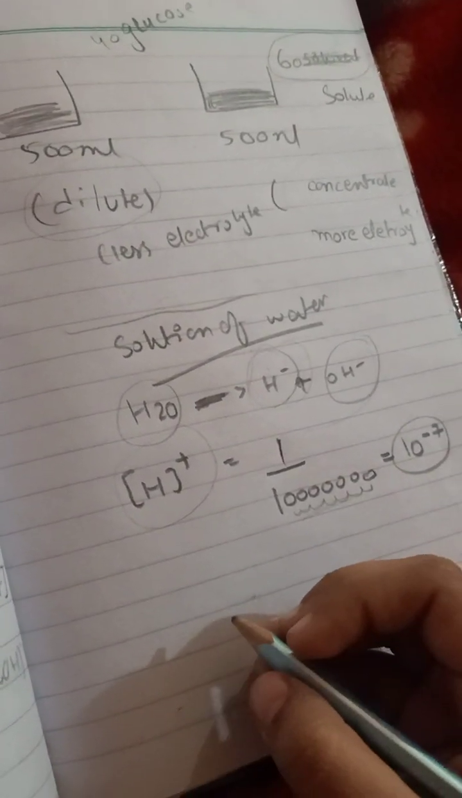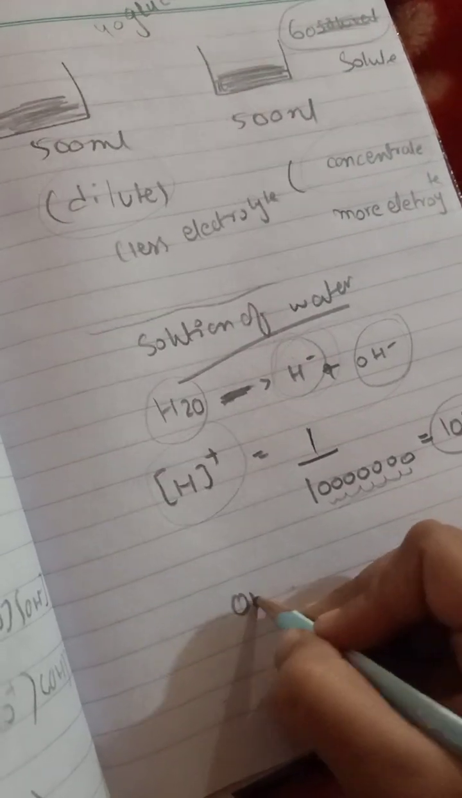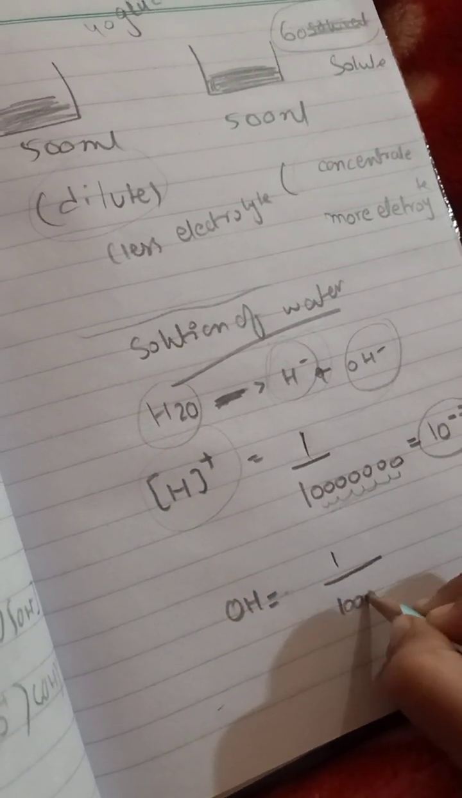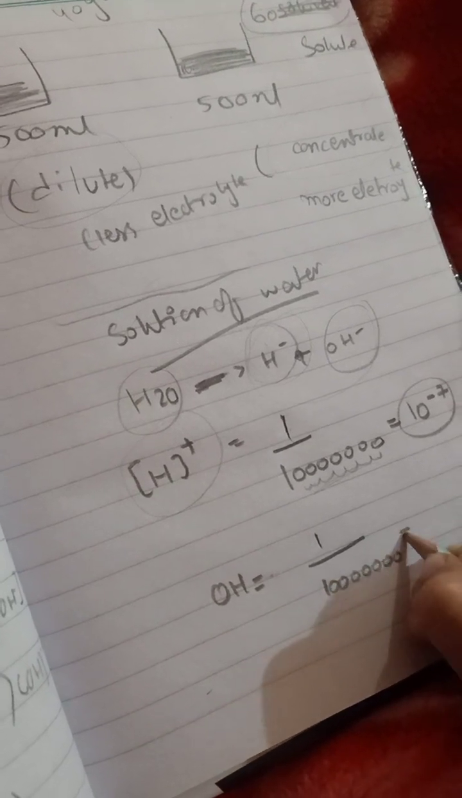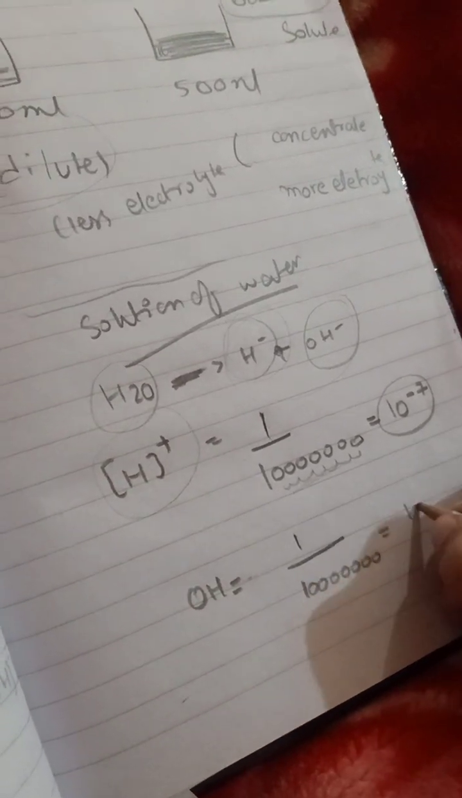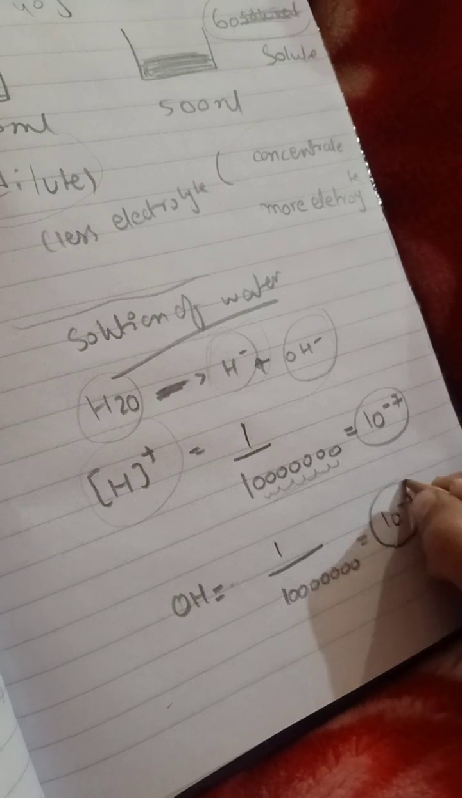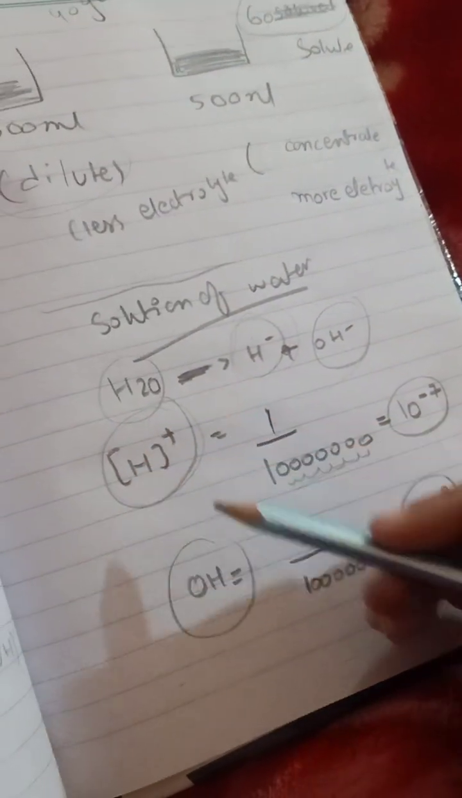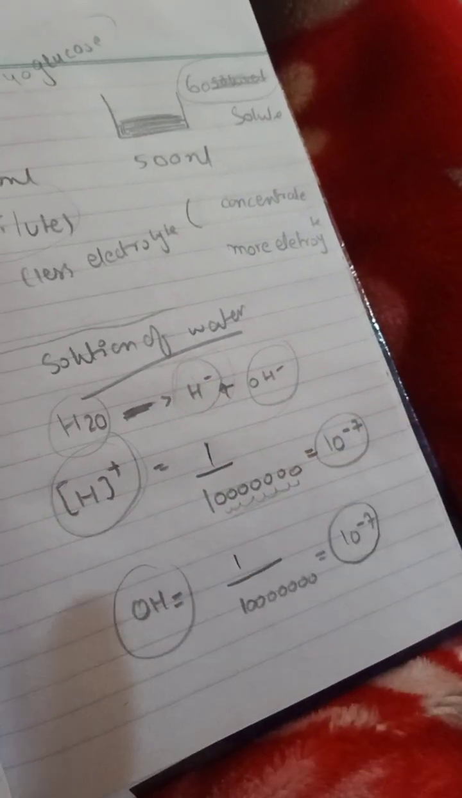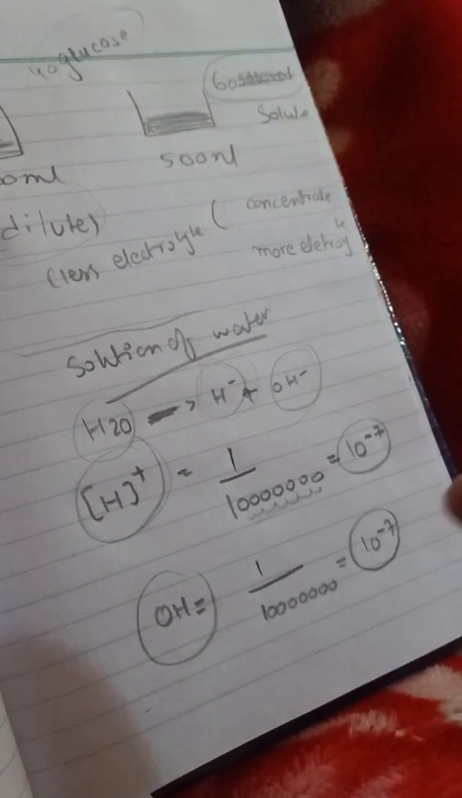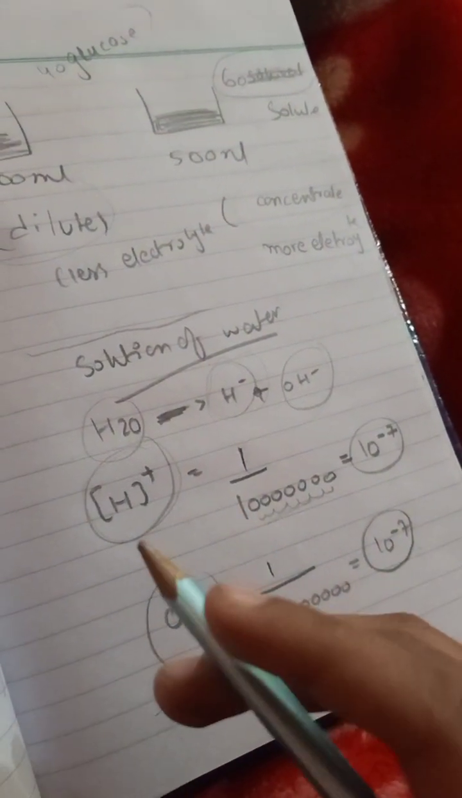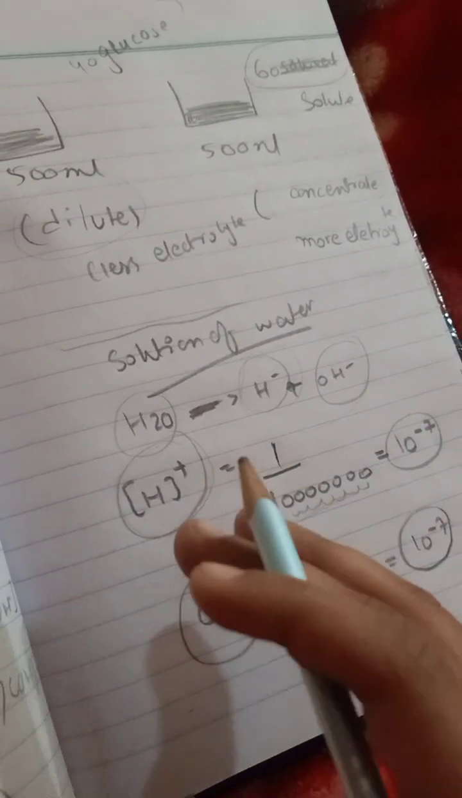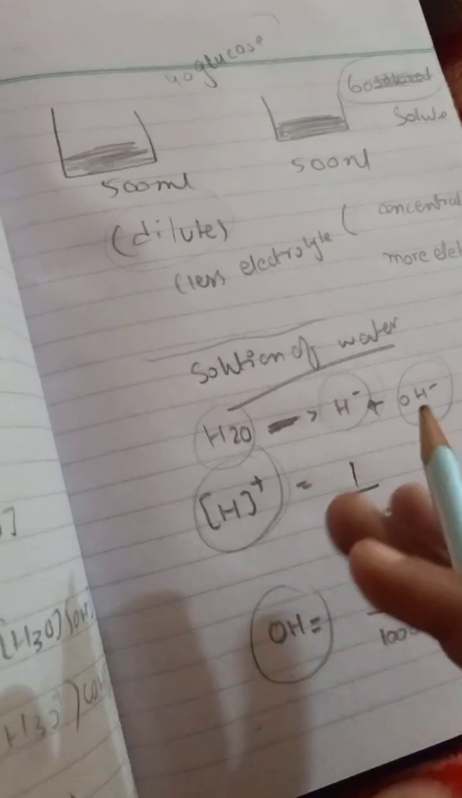If we talk about the hydrogen or OH ions, we can write 1 upon 10 to the power minus 7. So you can see that the concentrations of the hydrogen ion and the OH ion in the solution are the same. That's why we call water neutral or amphoteric. It is neither basic nor acidic, so we call it neutral.